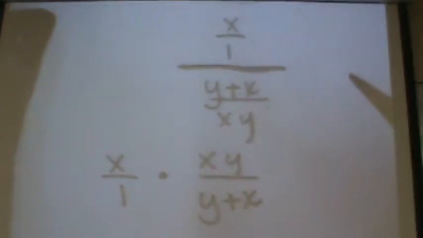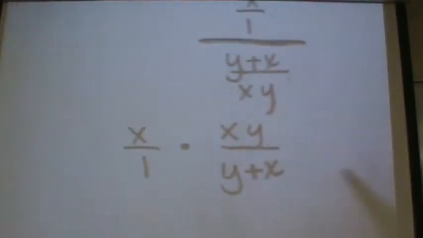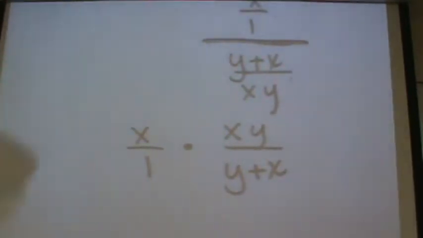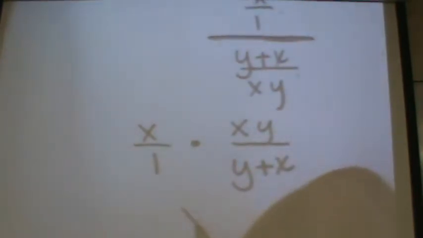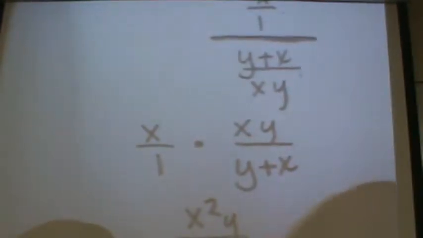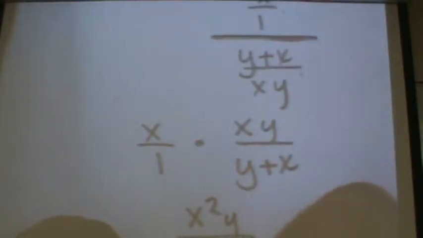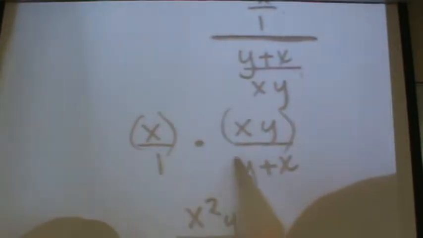There's nothing exciting about this answer. What are you gonna do? Can you cancel anything out? I want to say no. You're gonna have x squared y over... you're gonna multiply across. Why? You can't cancel out an x.